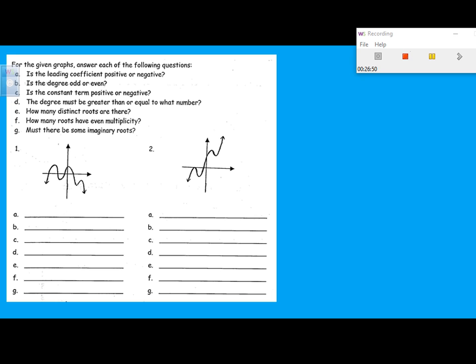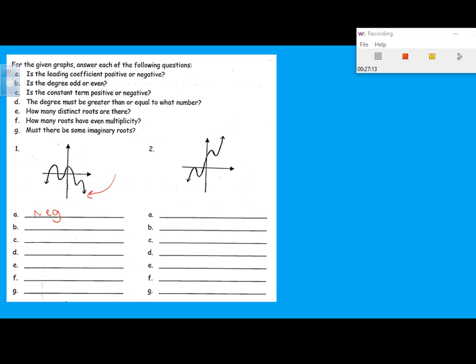But pop over to your number 14, or your number 1 here. For the graphs, answer each of the following questions. Is the leading coefficient positive or negative? In this case, look at the right branch. Since it's going down, I know my leading coefficient is negative.